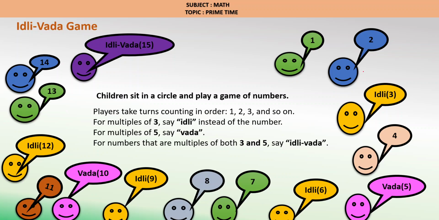If we observe here, wherever there is 3, we can write it as 3 into 1. Similarly, 6 we can write as 3 into 2. So this is a multiple of 3. 9 is 3 into 3, 12 is 3 into 4. And vada here is multiples of 5: 5 into 1, plus 10 can be written as 5 into 2. Idli-vada here is the multiples of 3 and 5.